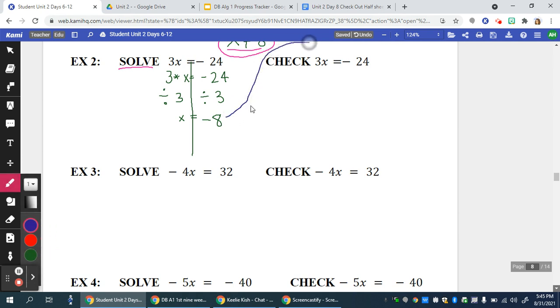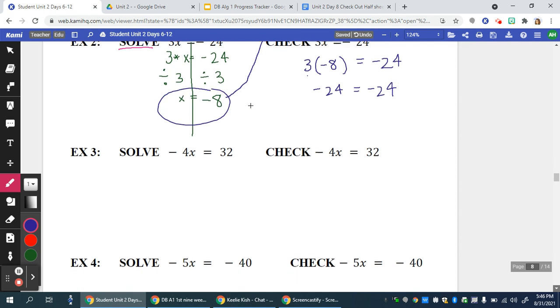So I plug in negative 8 for x over here. So 3 times negative 8 should equal negative 24. This time I put my negative 8 in parentheses because that still means multiplication. They're still next to each other. If I just wrote it like this, that looks like 3 minus 8. But with those parentheses, I now know it's 3 times negative 8. So 3 times negative 8 is negative 24. So it is correct that x equals negative 8.